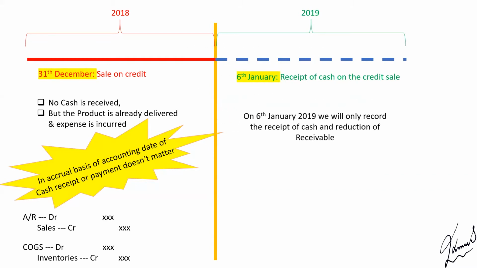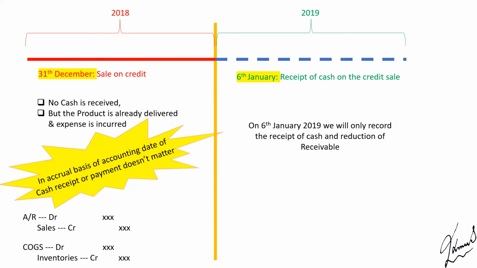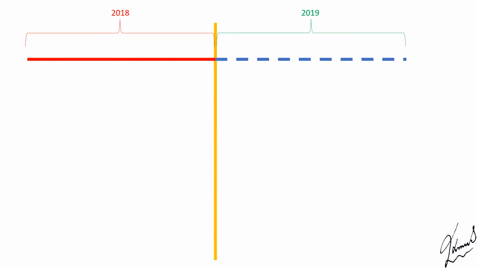Since we received some cash on 6th January, we will have to put another entry on 6th January, that is cash debit to accounts receivable credit, because here cash is increasing and at the same time accounts receivable is decreasing. Earlier accounts receivable increased because we did not receive any cash. Now we are receiving cash, so accounts receivable will decrease. So now let's talk about cash basis of accounting.